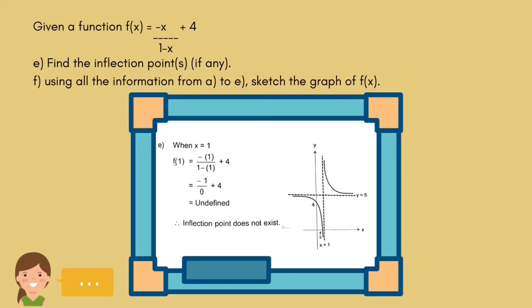For the last but not least, find the inflection point and use all the information from A to E to sketch the graph. For this one, we just have to substitute the value of x that we got earlier into the function given in the question. If undefined, that means the inflection point does not exist.